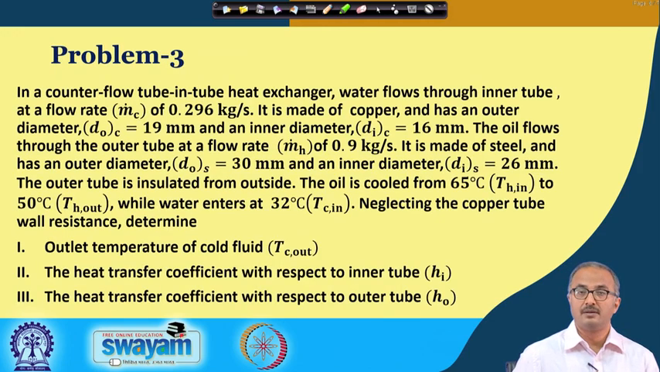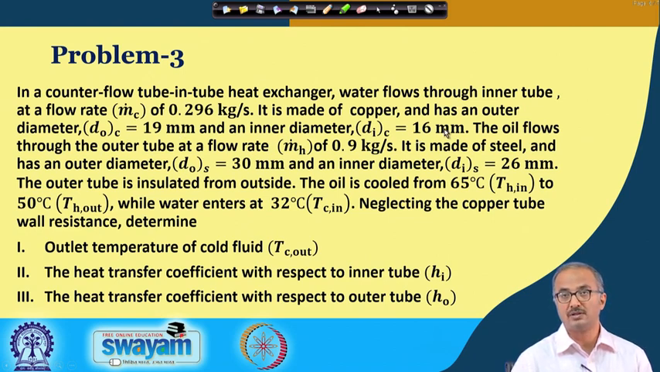The next problem is about a tube-in-tube heat exchanger with counter-current flow. In this, water flows through the inner tube, with m dot c being the notation we are using for the water flow in the inner tube. This is the rate of the water flow, and the tube is made of copper and has an outer diameter of 19 millimeter and an inner diameter of 16 millimeter. From this you can see the thickness of the tube will be (19 minus 16) divided by 2, that is 3 by 2, about 1.5 millimeter.